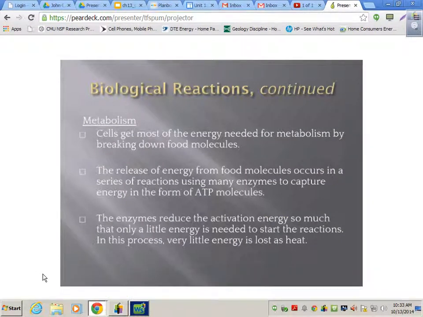So looking at your metabolism, this has a lot to do with how you break down your food. Cells get most of the energy needed for metabolism by breaking down food molecules. And the release of energy from food molecules occurs in a series of reactions using many enzymes to capture energy in the form of ATP molecules. We talked about that before. And the enzymes reduce the activation energy so much that only a little energy is needed to start the reactions. And in this process, very little energy is lost as heat. Enzymes have the ability to efficiently use energy by using the least amount possible to make that reaction occur.